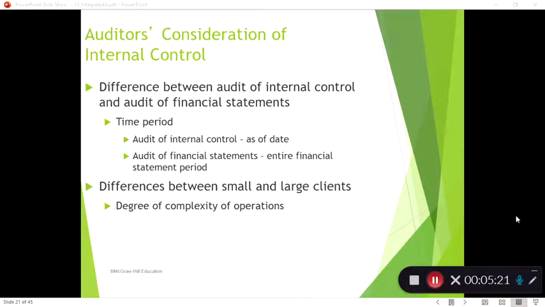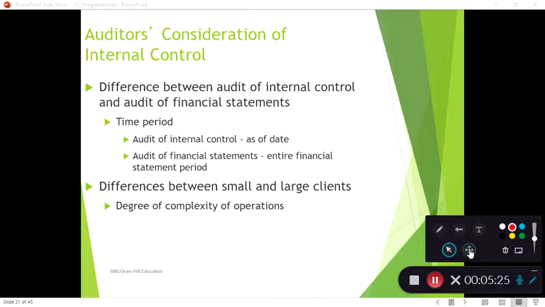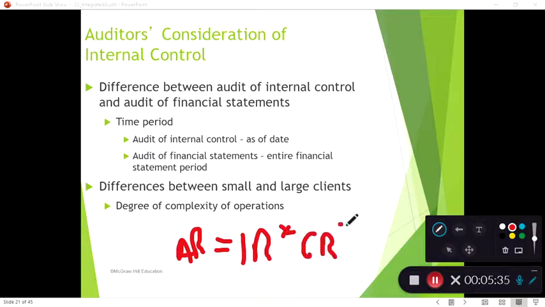So how is it different? Because remember, we still have our audit risk model, right? We have audit risk equals inherent risk times control risk times detection risk. Right? So we still have this piece, right? This is where we have internal control consideration in the financial statement audit.